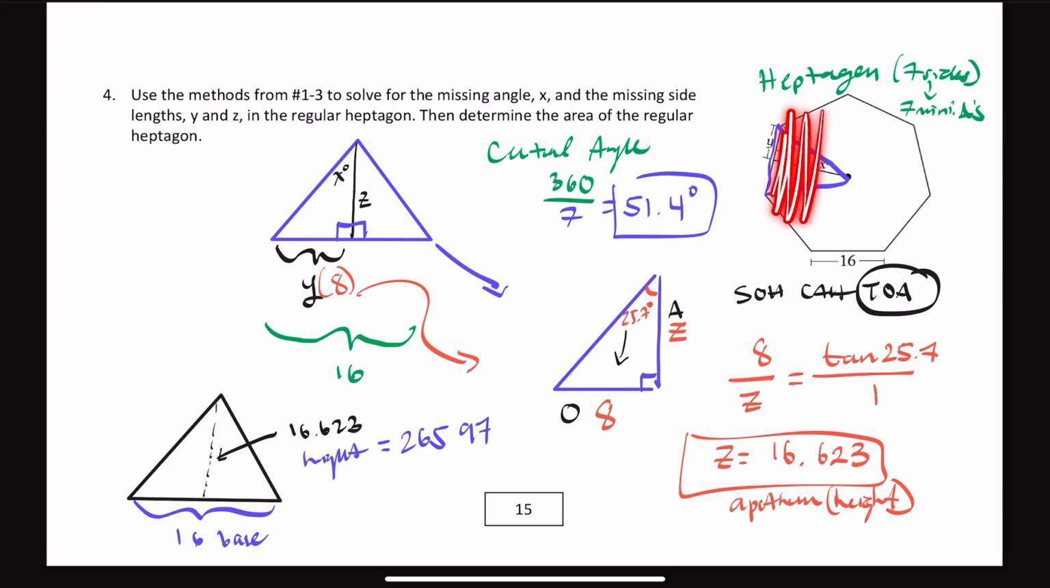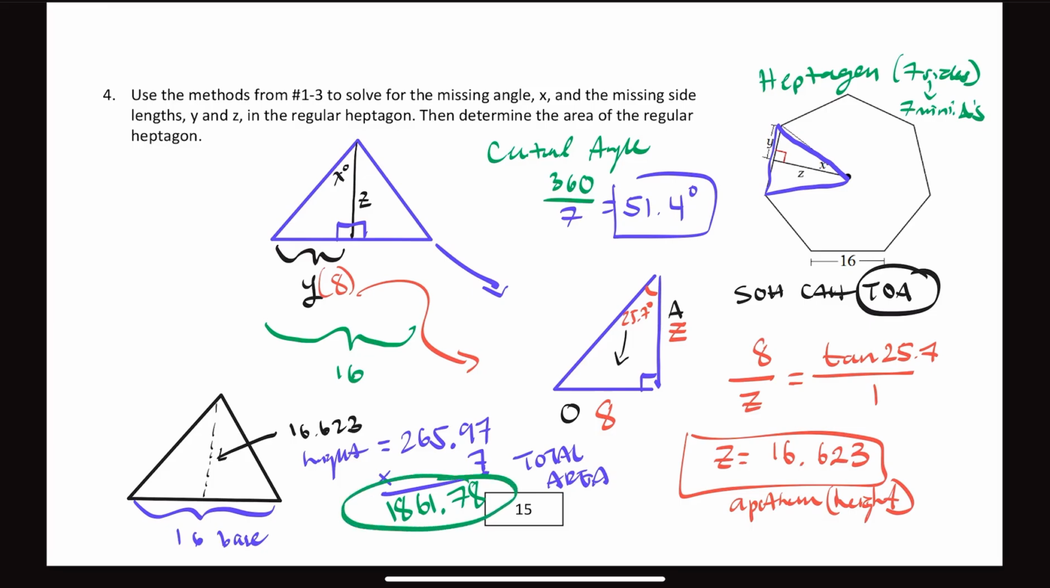And this heptagon has 7 sides, aka 7 mini triangles. So I'm going to take this value and multiply it by 7 to get my total area. So times 7 should get a value of 1,861.78. And that's that.